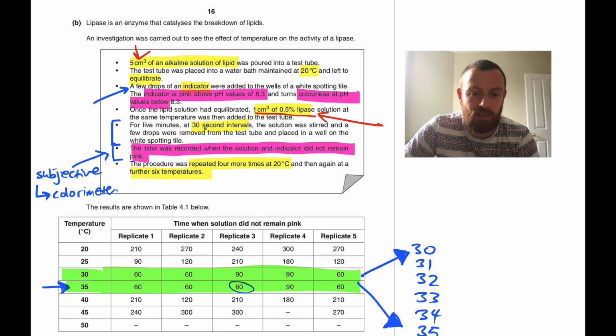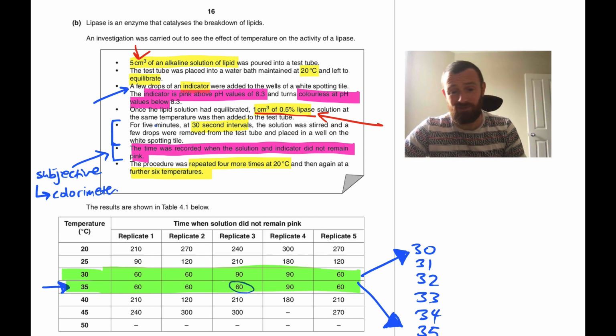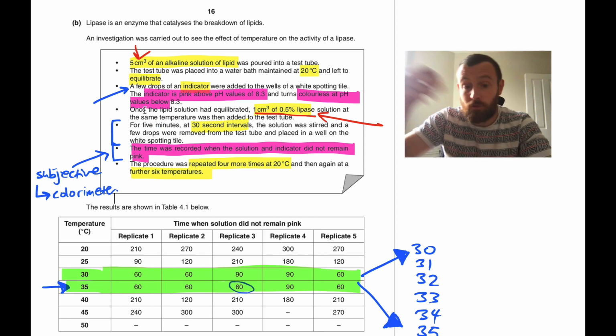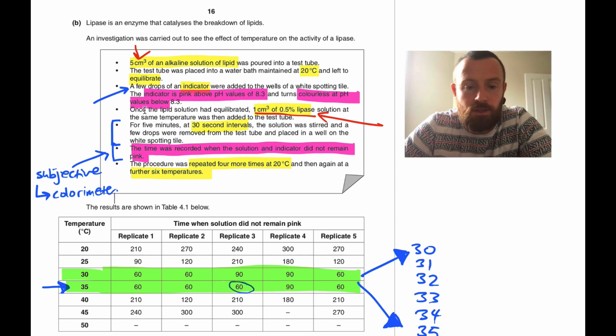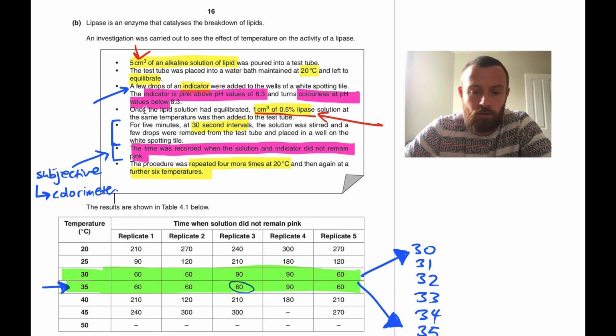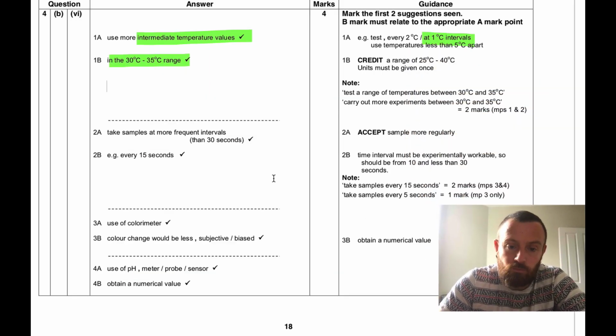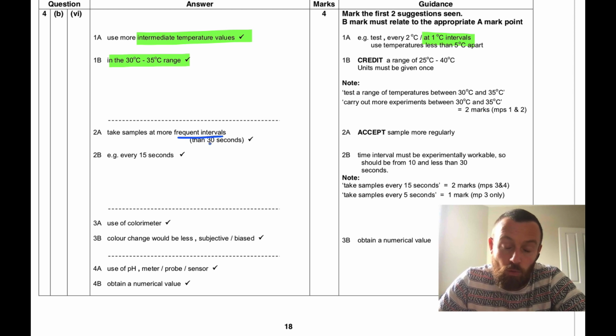And this 30-second intervals, maybe 10-second intervals or something. It's going to be quite difficult to do it sort of regularly, but that would give us a more accurate reading here, wouldn't it? Okay, so back to the mark scheme. So take samples at more frequent intervals, like more frequently than every 30 seconds. For example, every 15.